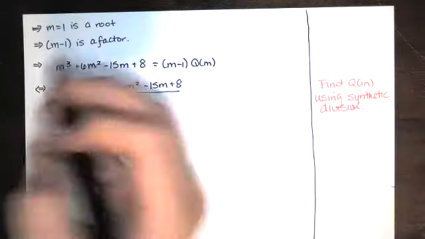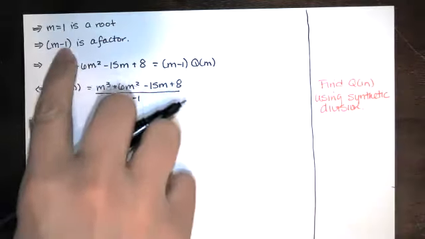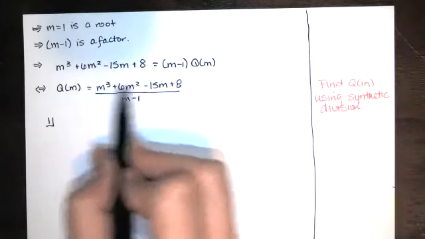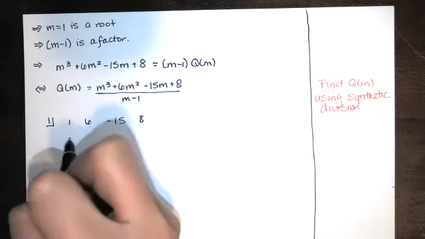So we set this factor equal to 0 and solve for m. We get m equals 1. It's the same as the root that's corresponding to that factor if the leading coefficient is 1. And then we list the coefficients of this polynomial over here. So we'll have a 1, a 6, a negative 15, and an 8.